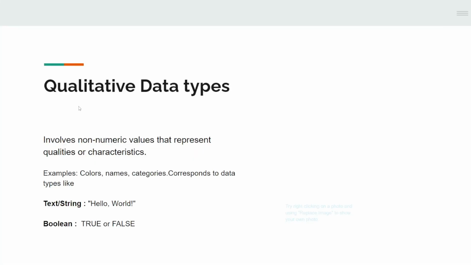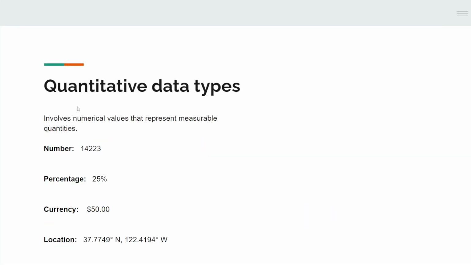Let's move on. The next one we have is quantitative data types, and this involves numerical values that represent measurable quantities like number. With number we have any form of whole number, we have percentage, we have currency, so currency can be in decimals or whatever, and then we have location. So a set of values that represent a location is a form of quantitative data type.